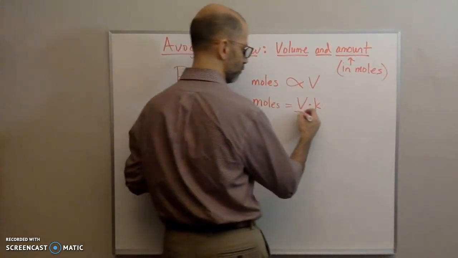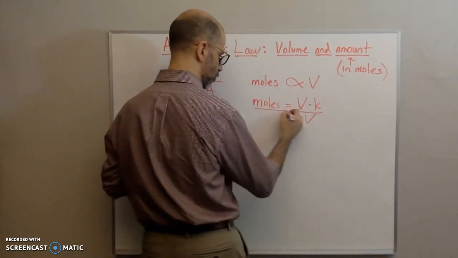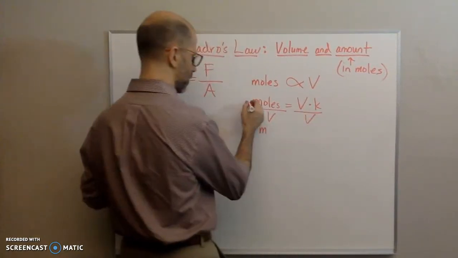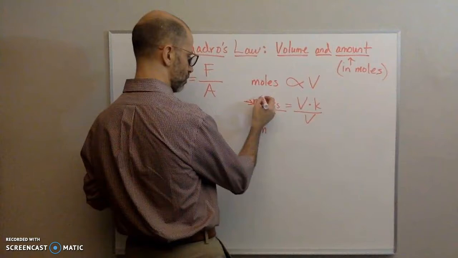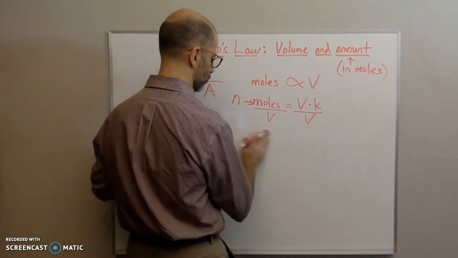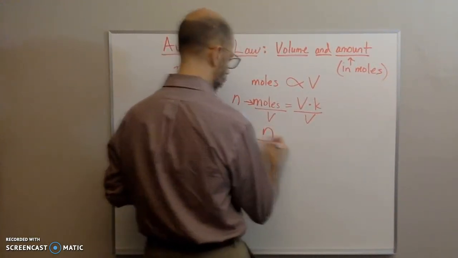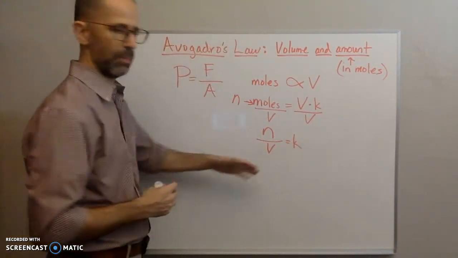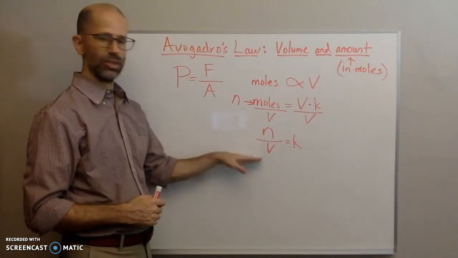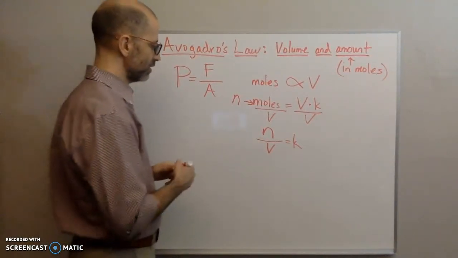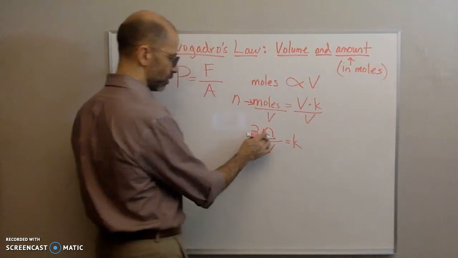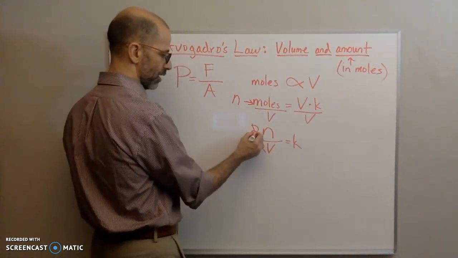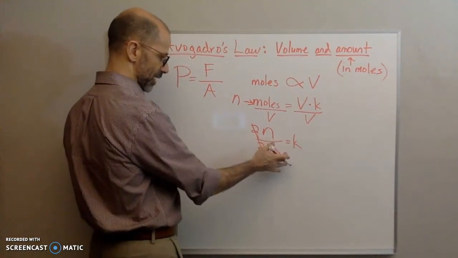And again, if we divide by volume, then we can get the constant by itself. And if we represent the number of moles by N, instead of writing moles, I can put N over V is equal to K. And so now we're back in the situation of Charles' law where we have the direct relationship. So if I double the number of moles, to keep K constant, I need to double the volume so that it cancels out and stays the same.